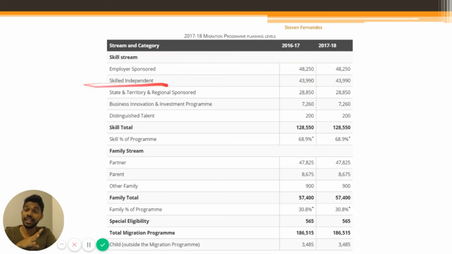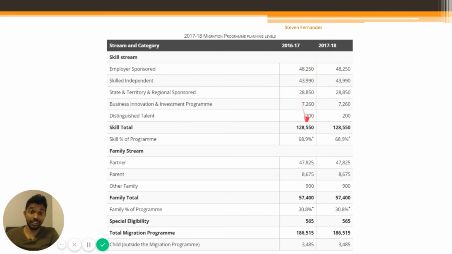43,000 applied as a skilled independent visa. So these are people applying for the 189 visa in most cases that I went over. With a permanent resident visa, you have state and territory and regional sponsored, which make up 28,000. This covers the 190 visa that I applied under and some of the other regional visas. You also have 7,200 people applying for the business innovation visa, and a small number for distinguished talent. I think this is musicians or sports professionals. There's a small category for them.